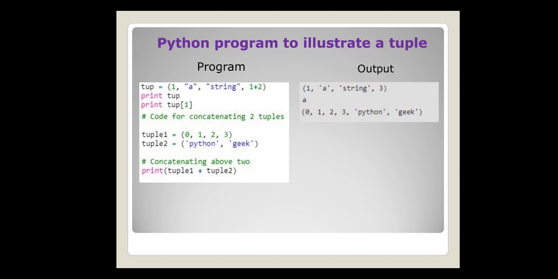For concatenating two tuples, you need to specify two tuples. So I am taking tuple 1 and tuple 2. Tuple 1 has the values 0 1 2 3, and tuple 2 has the values python and geek. While concatenating, you just need to specify the addition operator. Just print tuple 1 plus tuple 2, it will directly show all elements in a single parenthesis. So 0 1 2 3 python and geek.